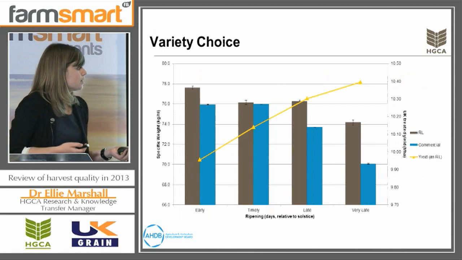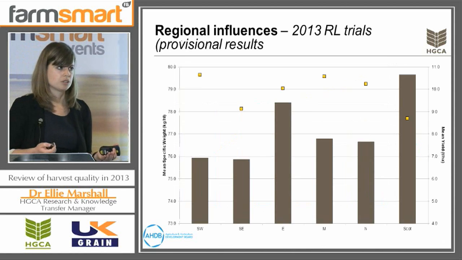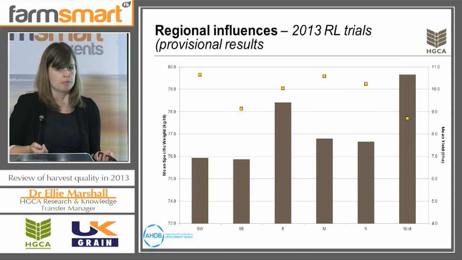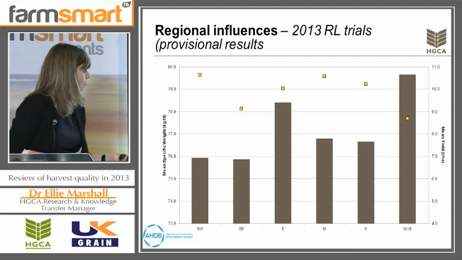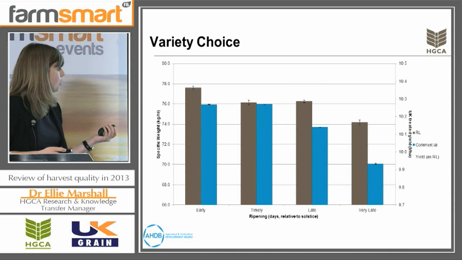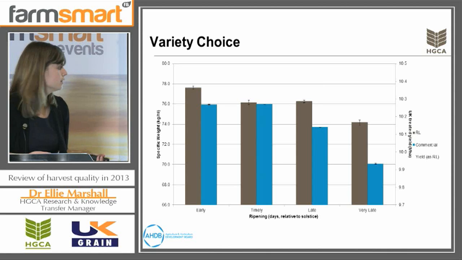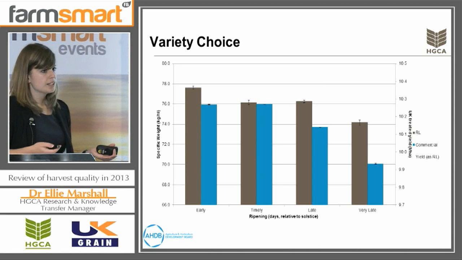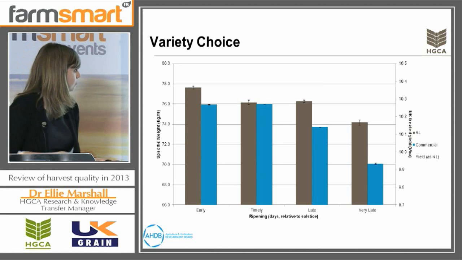So this is something that growers perhaps do not have so much control over, climate and region. But growers do have an option when it comes to variety choice. So when looking at the specific weight, we chose to class varieties by their ripening. This is all available on the recommended list. And ripening is classed in days relative to the control variety Solstice.